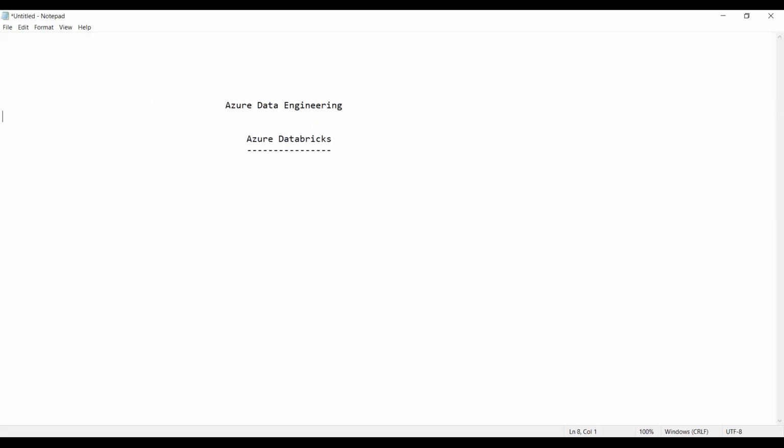When we talk about Azure data engineering, guys, what is Azure? Azure is the name provided by Microsoft to market their cloud services. Microsoft has used the name Azure to market their cloud services. So that is called Azure.